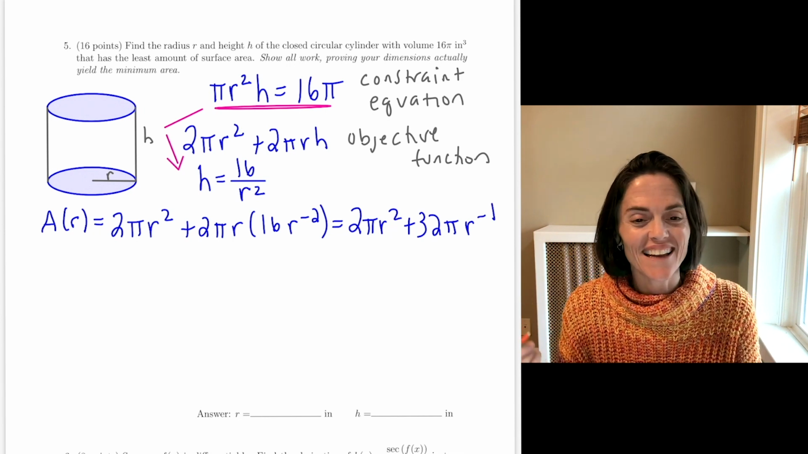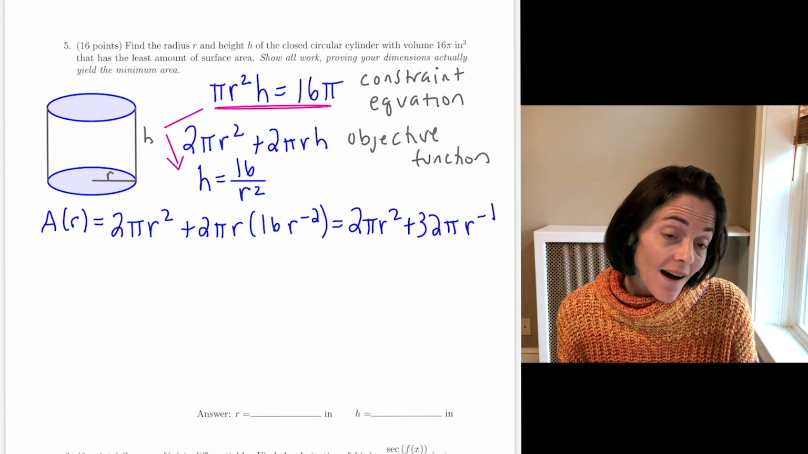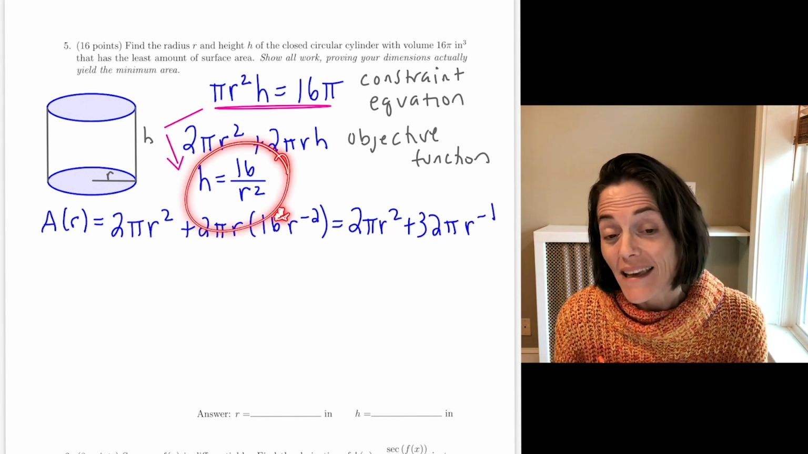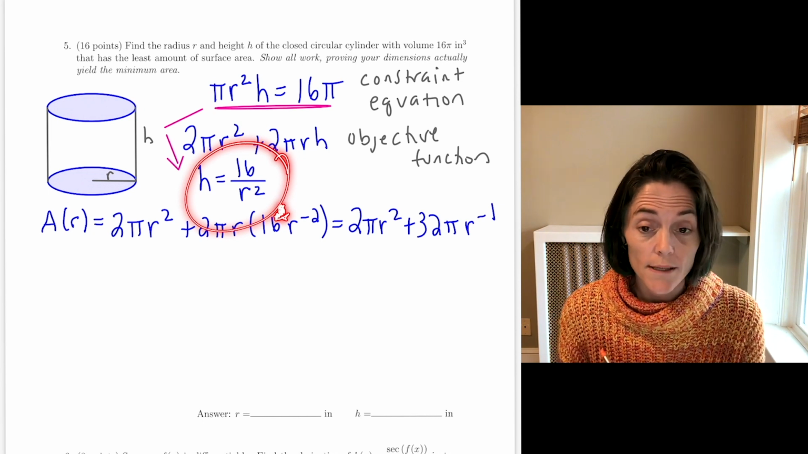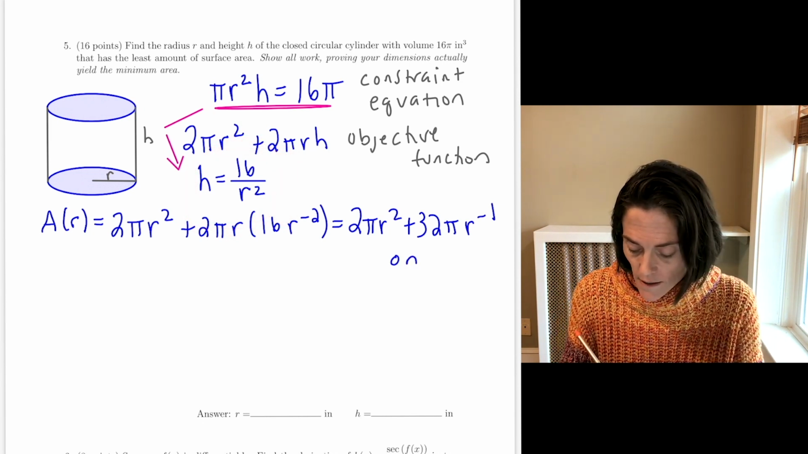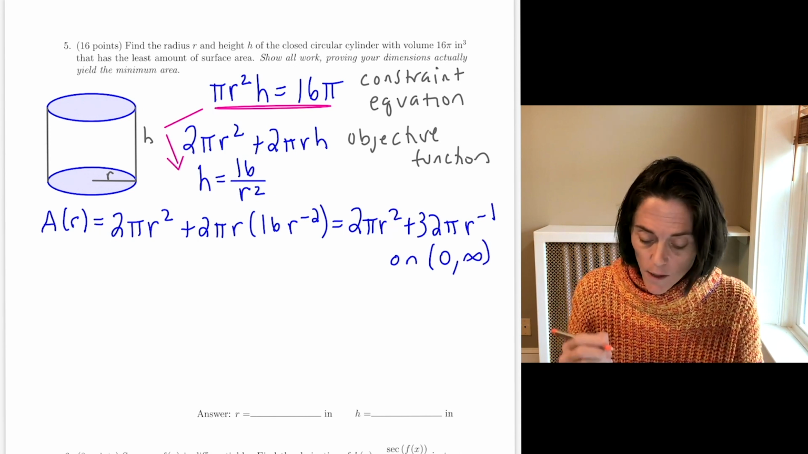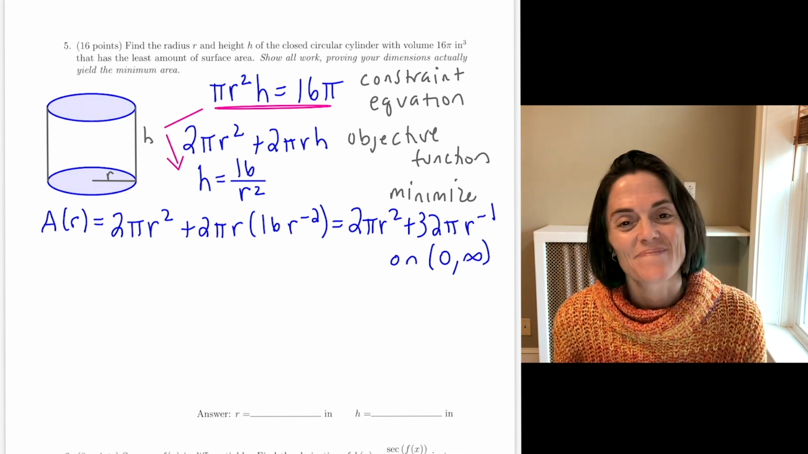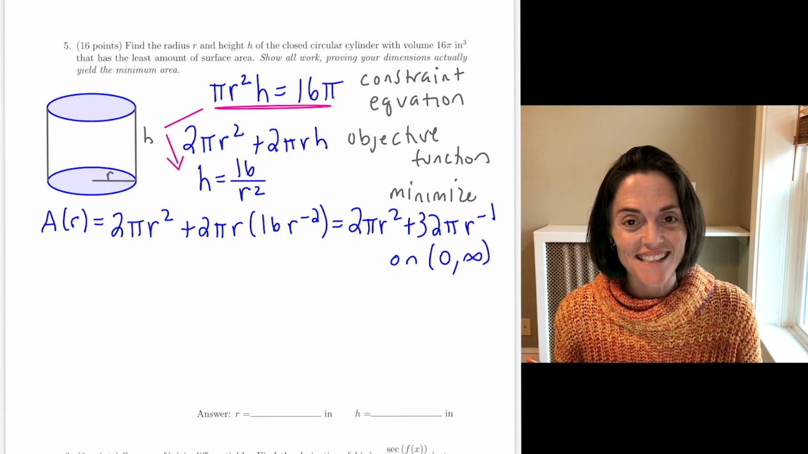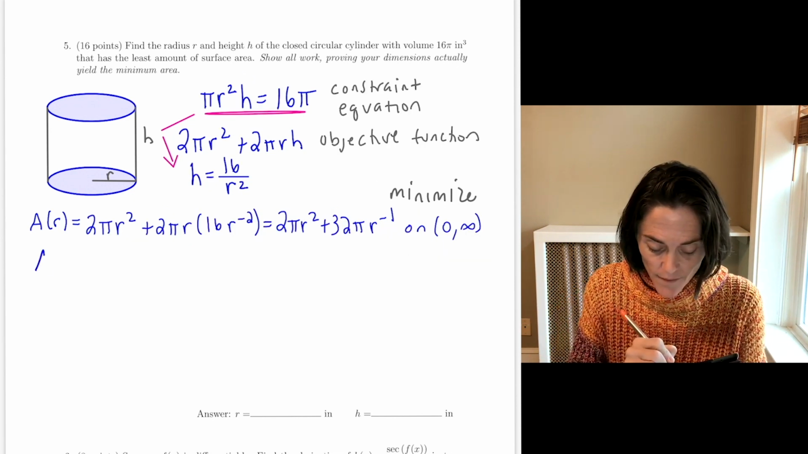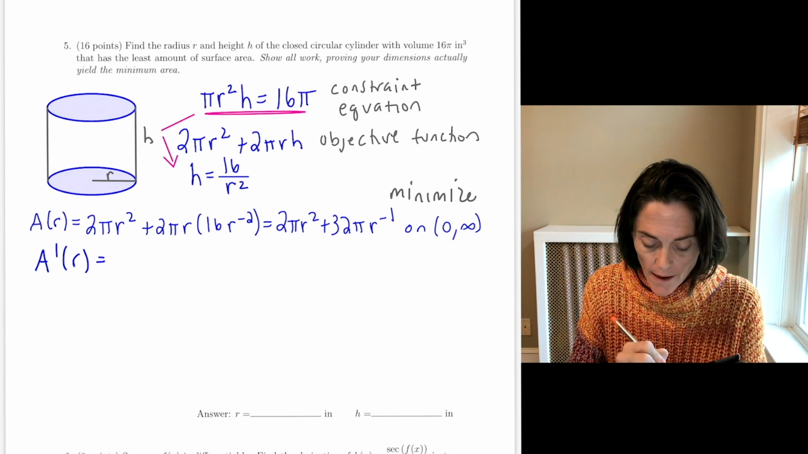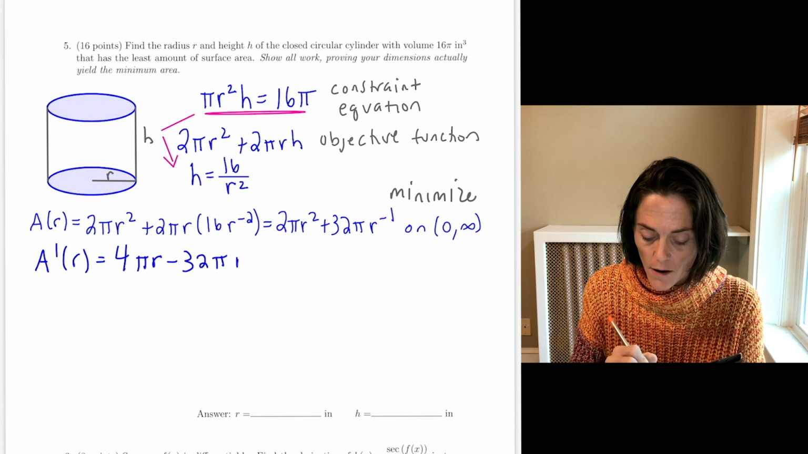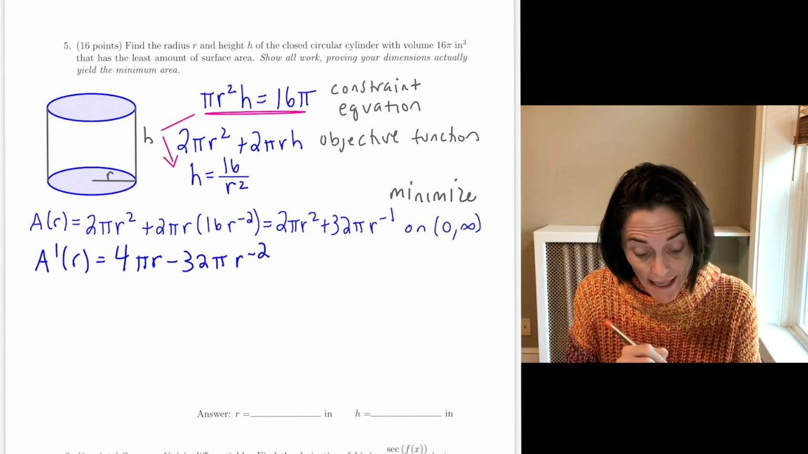Oh, what's it defined on? Let's see. r certainly needs to be positive to make a cylinder, and similarly, h needs to be positive. But no matter how big I make r, I can find an h that works. So this is really defined on 0 to infinity, and we want to minimize. Now we're ready to look for critical points. We take the derivative. We have 4 pi r minus 32 pi r to the minus 2. Now we set this to 0.